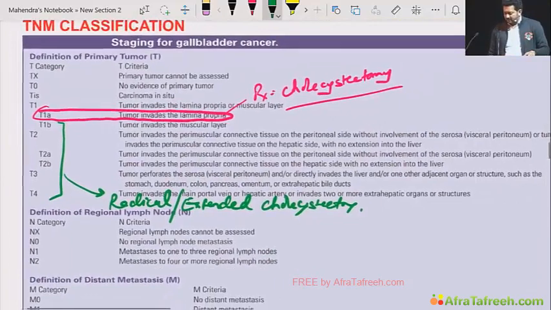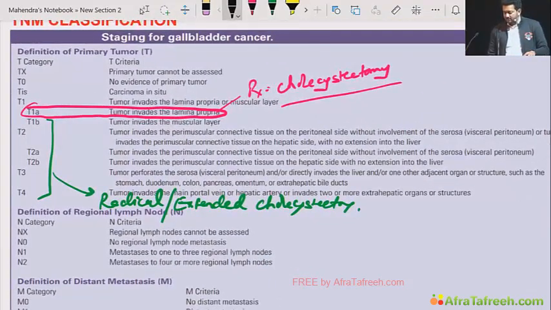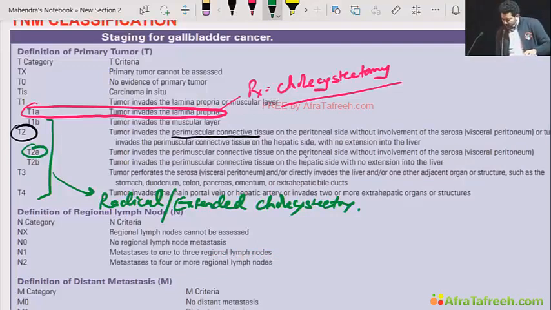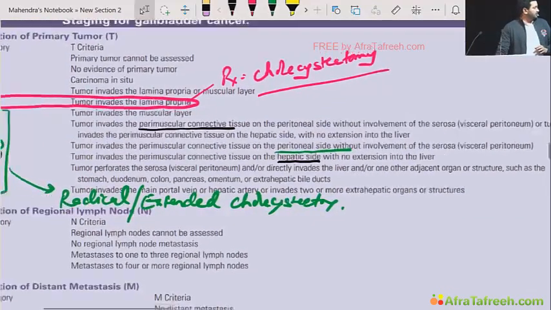One more thing in this classification which I want you to remember, because this question has recently been asked in the exam: T2. T2 is when the tumor involves the perimuscular connective tissue. It has gone beyond the muscle, but it has not gone beyond the serosa. So you can say perimuscular or subserosal. What you should remember is T2A is when there is involvement on the peritoneal side, and T2B is when there is involvement on the hepatic side. So this thing I want you to focus on.